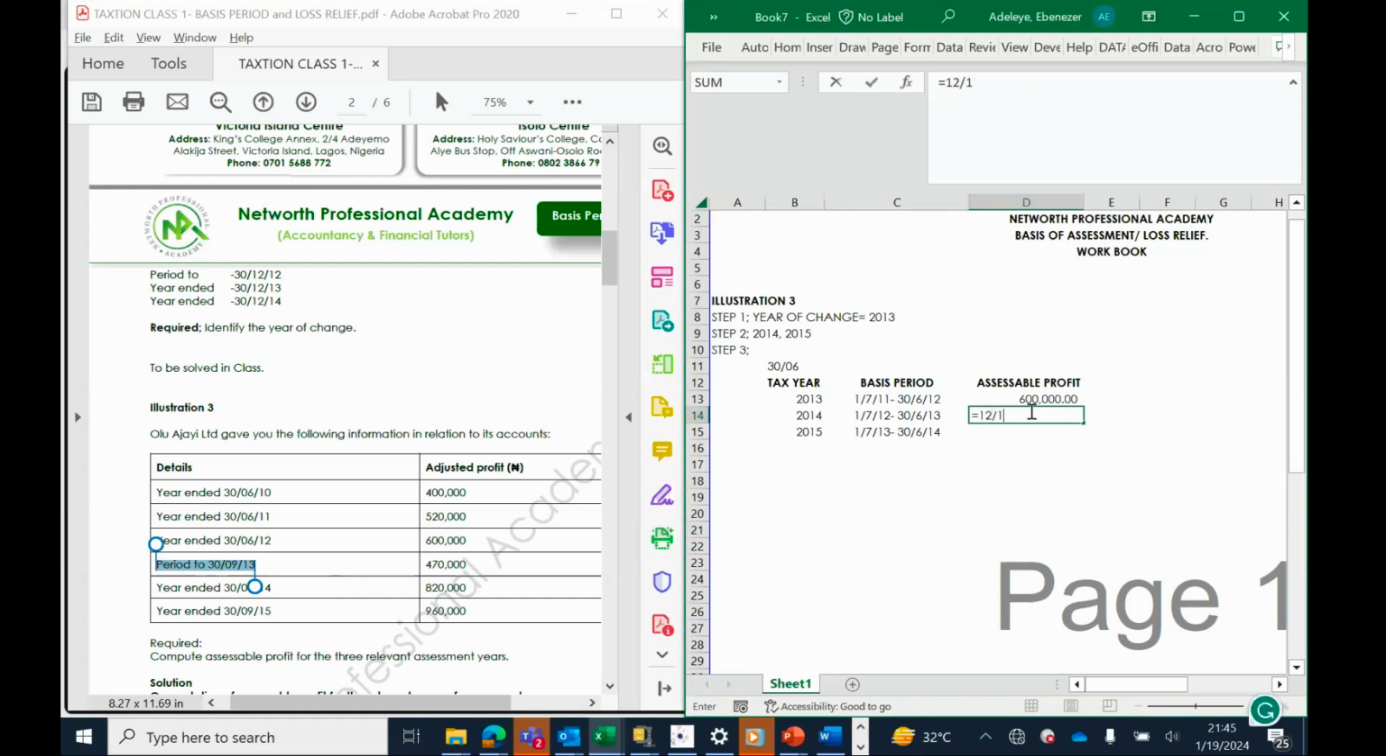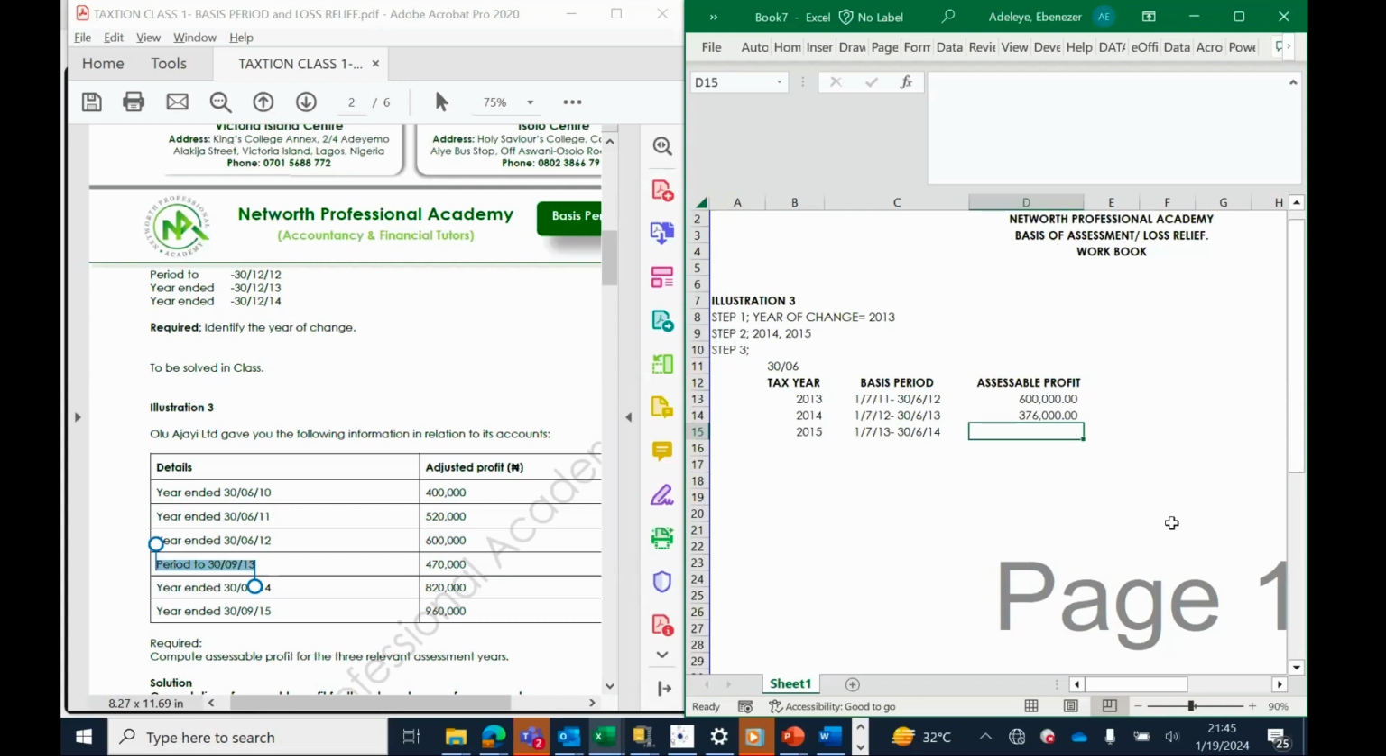So that would be 12 divided by 15 times 470, right? That would be 376,000. Are we communicating, please?